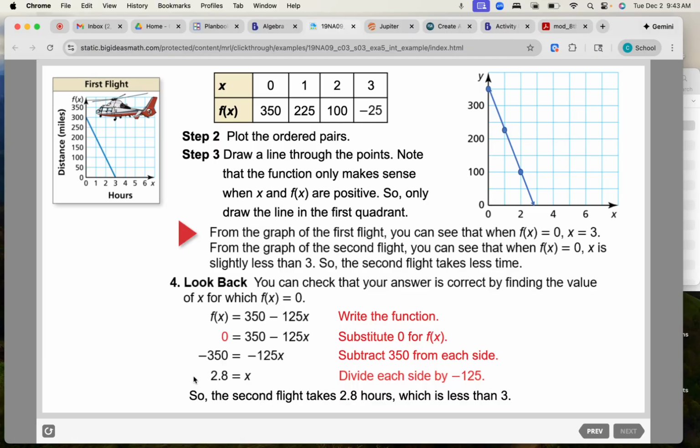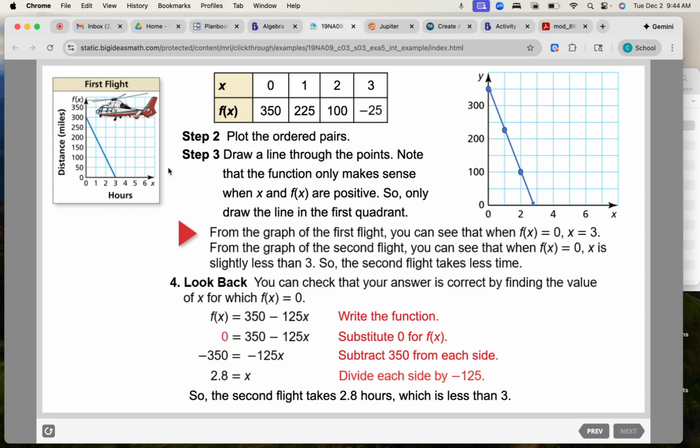Okay? So you could actually graph it or solve it algebraically. Either way. Algebraically, you would just plug in 0 where the f of x is, solve for x, and you'd see here that we flew that flight in 2.8 hours, whereas the first flight, we flew it in 3 hours. Question? You don't have to graph it. I don't graph unless I have to. I algebraically solve things. Yeah, so that'd be fine as well.